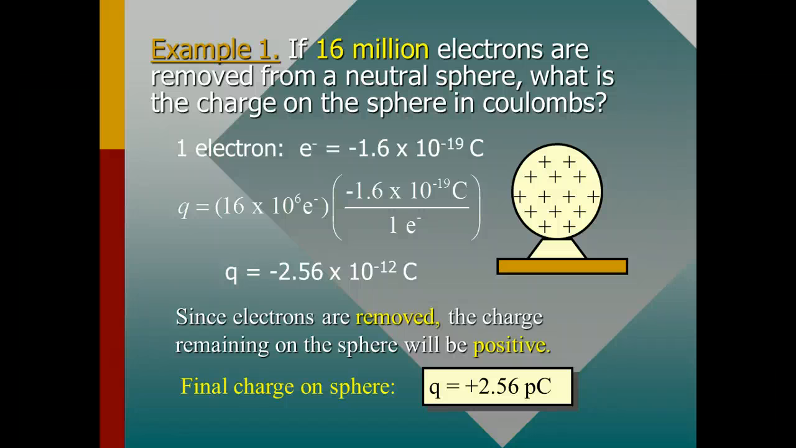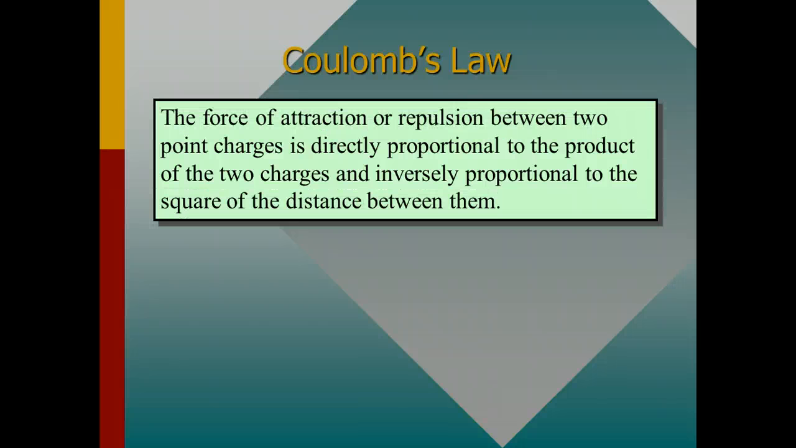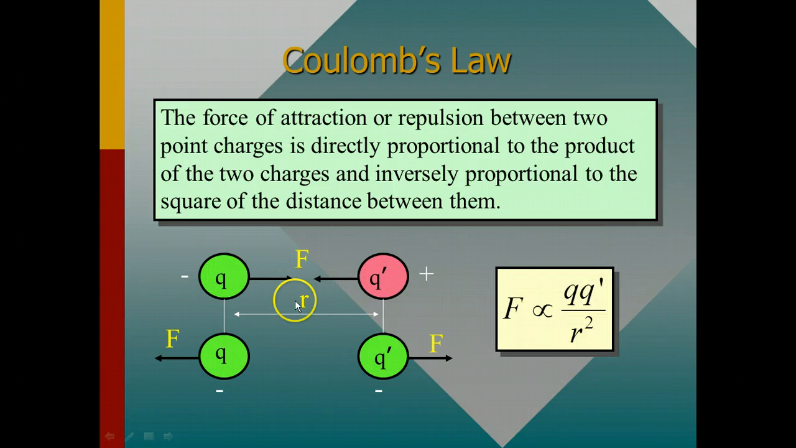Now the benefit of knowing the amount of charge in coulombs of an object is that a lot of work has been done to determine the amount of force between any two charged objects. And so this is Coulomb's law. Coulomb's law is that the force of attraction or repulsion between 2 point charges is directly proportional to the product of the two charges and inversely proportional to the square of the distance between them. That description should sound somewhat familiar. So if we have a positively charged object and a negatively charged object, those two have some charge, Q and Q prime.